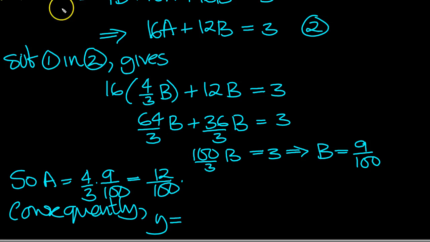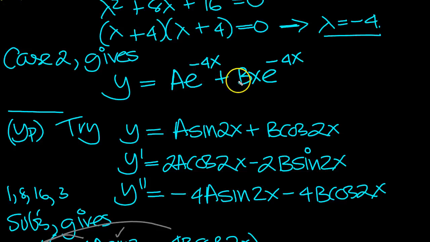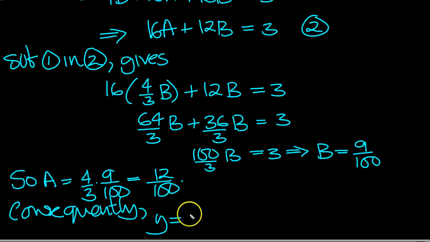So let's just go back to the pen then. And go back up and read out from memory what it is. A e to the minus 4x plus b x e to the minus 4x. So capital A e to the minus 4x plus bx e to the minus 4x.